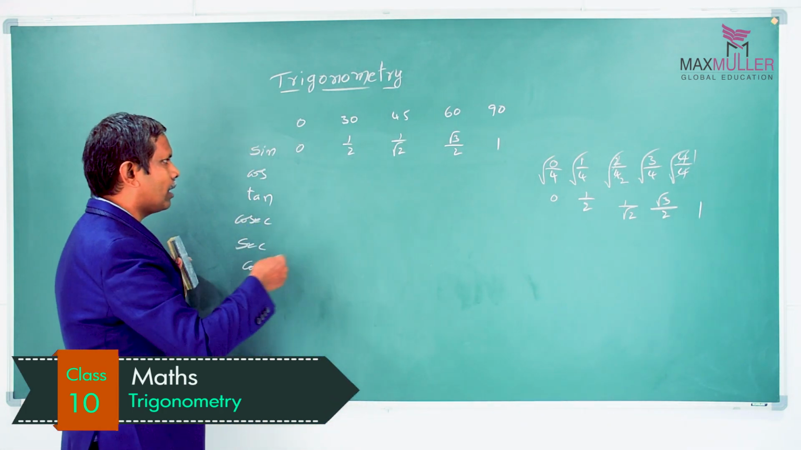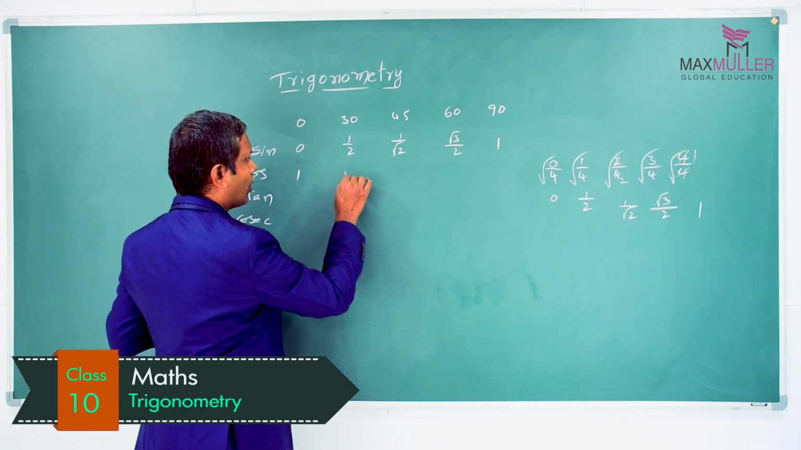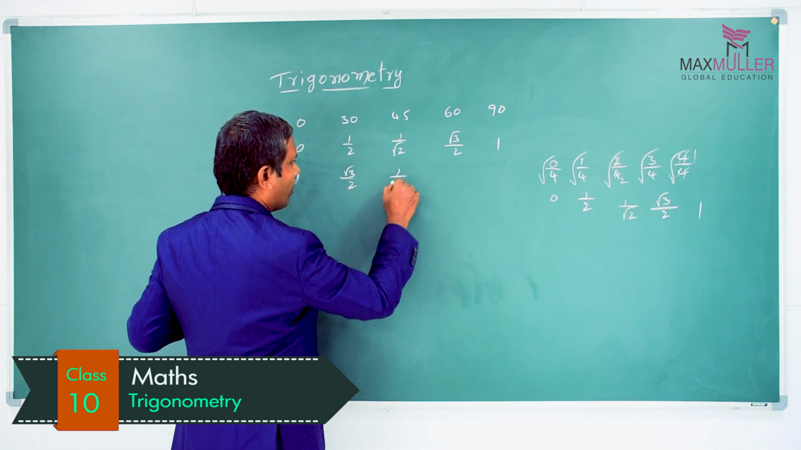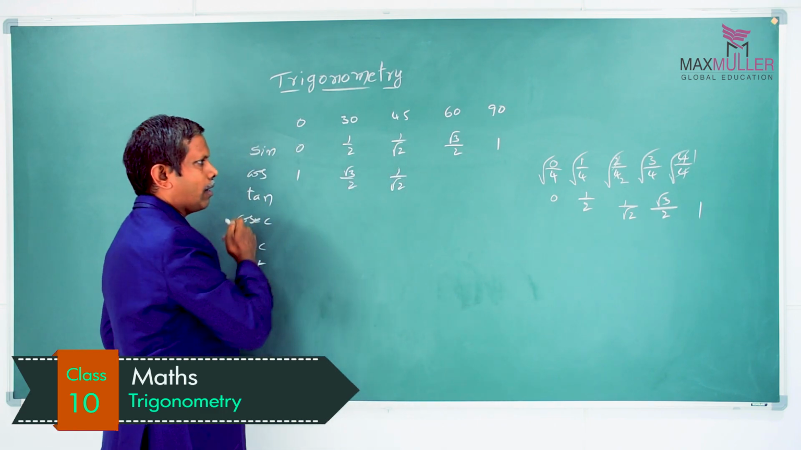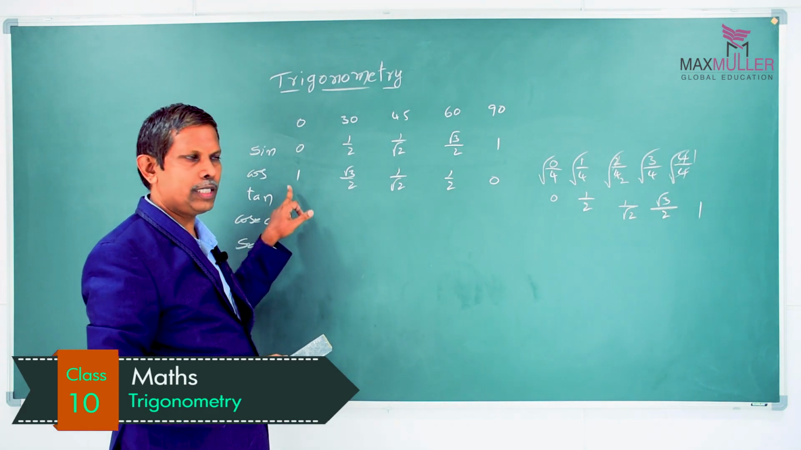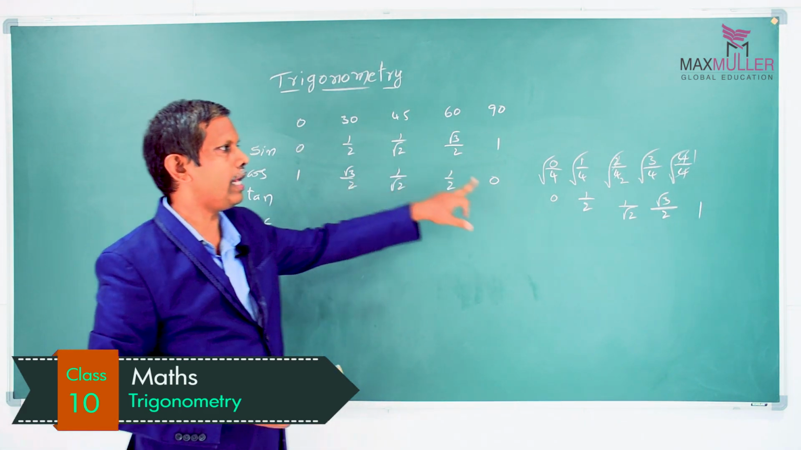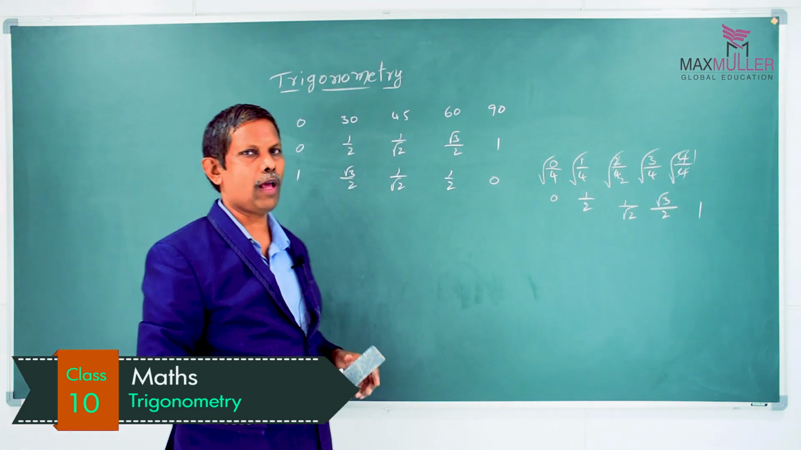So if I am writing the cos values, you can start from 1, root 3 by 2, 1 by root 2, from here you can start, 1 by 2 and 0. Cos is a decreasing function. From 0 to 90, cos values are decreasing.